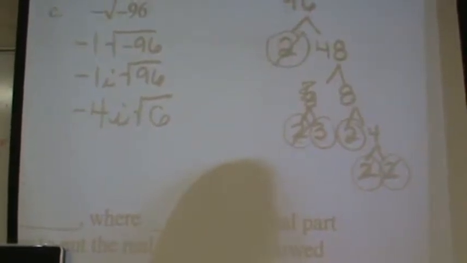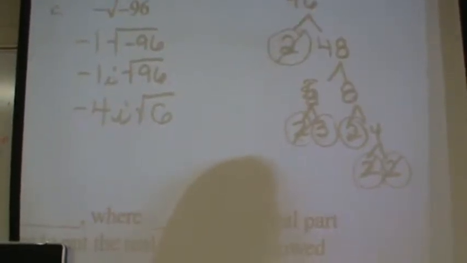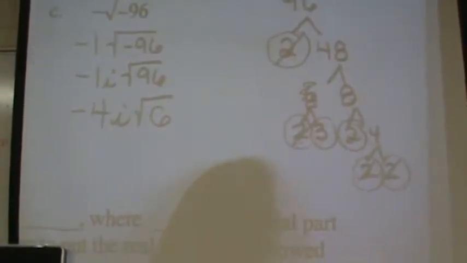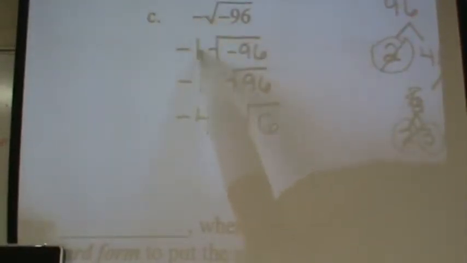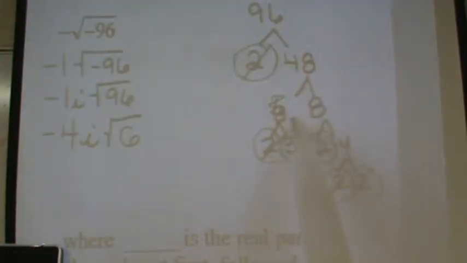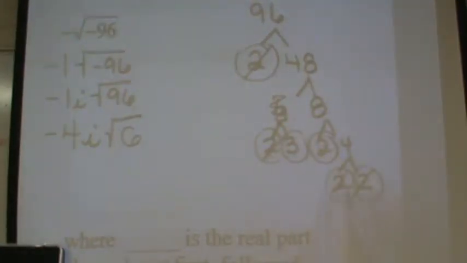I'm confused where the -4 came from. Well, do you know where the -1 was? The -1 is here. That's -1. Then this, see, there's a -1 here. That's the i. And then 96 is 2 times 48, 6 times 8, 2 times 3, 2 times 2 times 2. So you have to pair up, and every time you get 2 of a kind, you take that number out.